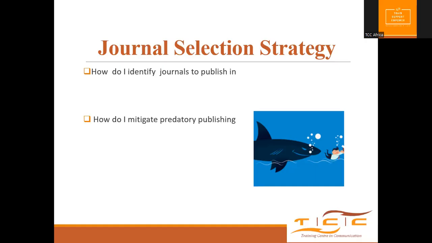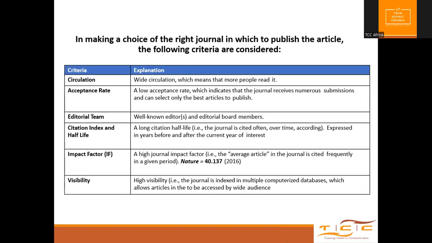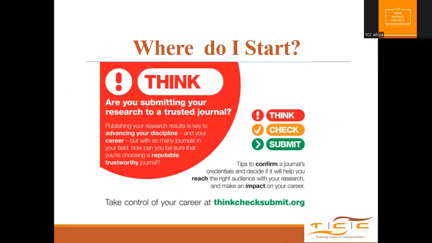So how do we identify the journals, and how do we mitigate predatory publishing? There are several strategies, but I'm not going to talk about so many things. One thing we always encourage at TCC is Think, Check, Submit. It's free, you just type Think, Check, Submit on Google or any search engine.